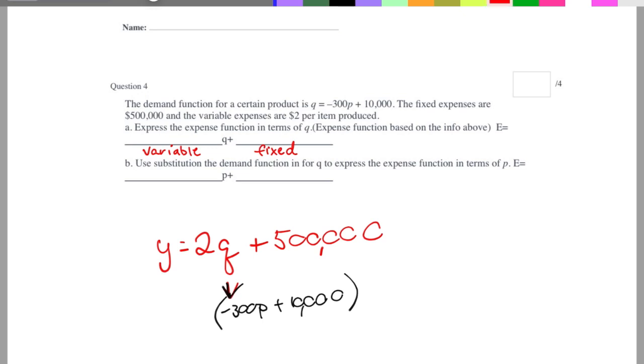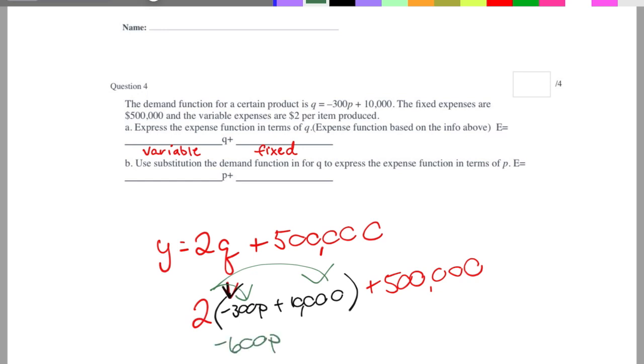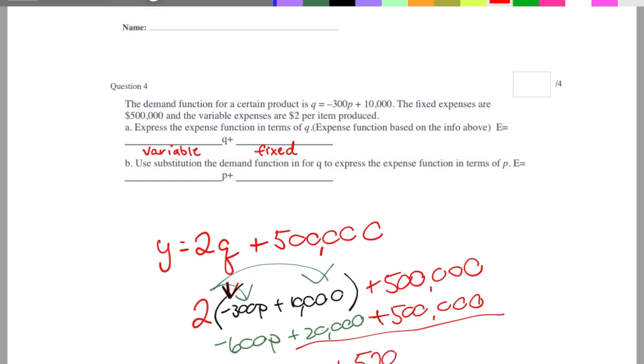Still, what's in front of Q? This 2. What's behind Q? This plus 500,000. And so we get our calculator and we start distributing. That's going to be negative 600P plus 20,000. And then we got to add the 500,000 on the back end. So we'll combine these like terms and get negative 600P plus 520,000. So this is E in terms of P.